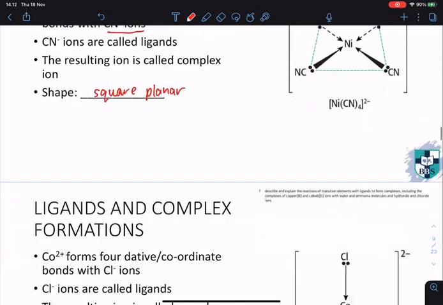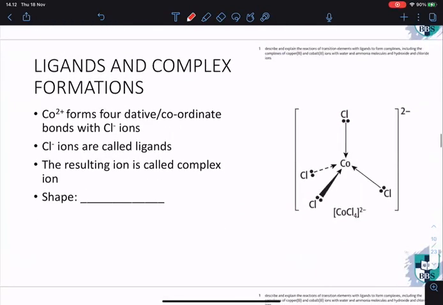If I move on to another example here, you can see this is cobalt. Again, this is not cobalt 2 minus, because Cl is always -1, -1, -1, -1. So what is going to be this? This is going to be +2 plus -4. They will only give you -2. It means that this must be +2. So the central ion is going to be cobalt 2 plus. The Cl minus ions are known as ligands. The resulting ion is called a complex ion.